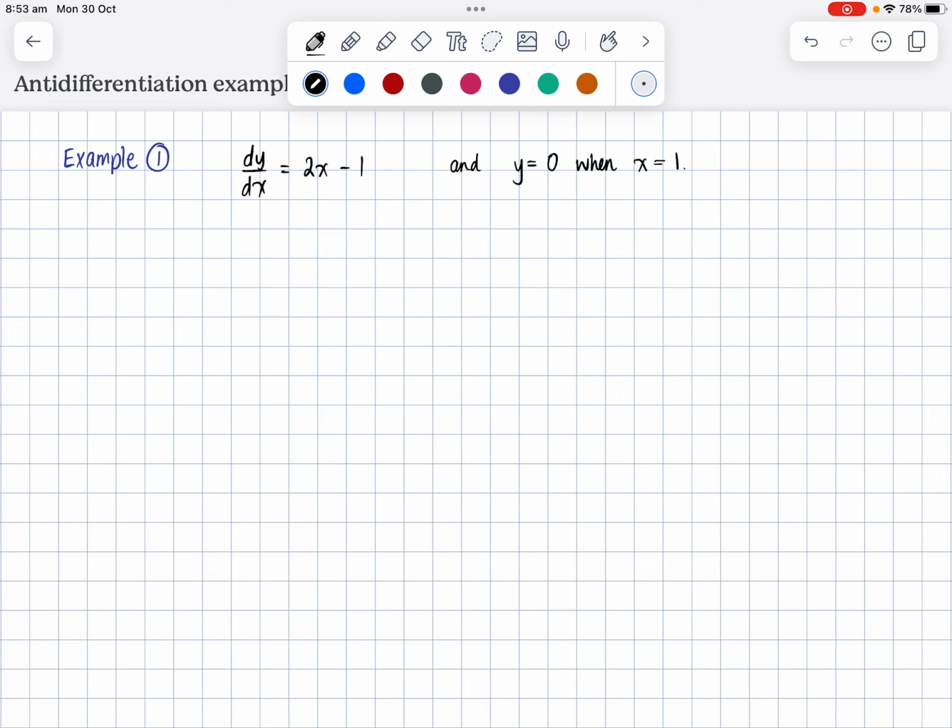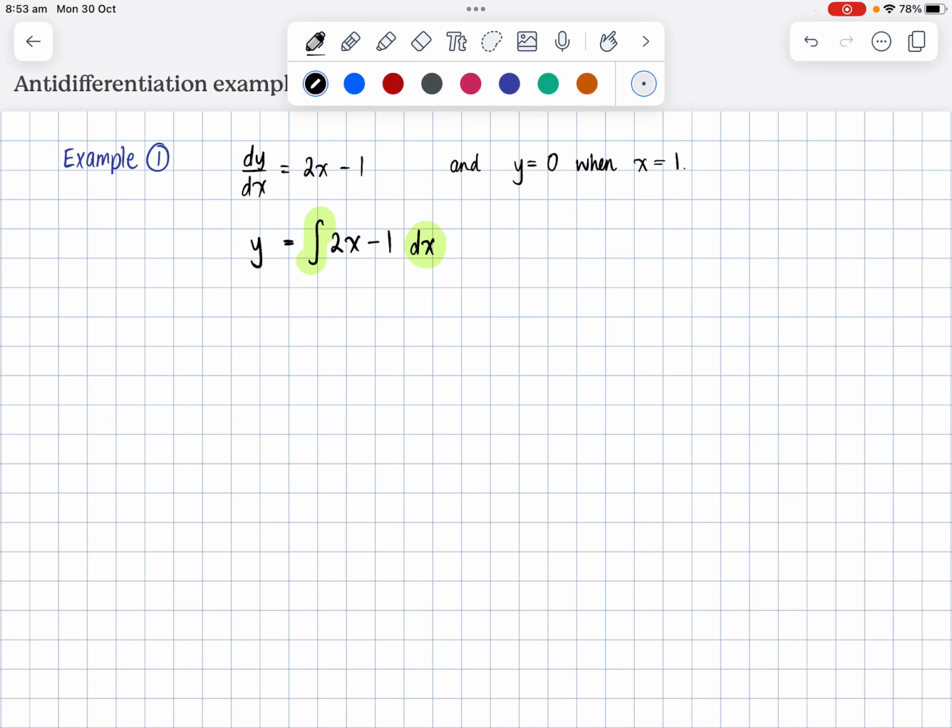The first step in these problems is we're just going to simply anti-differentiate. So if we want to find out what the original value y was, we need to find the antiderivative of 2x minus 1 with respect to x. This notation that we're seeing here is my symbol to say anti-differentiate. It's just a stylized S, and it tells me that I'm anti-differentiating with respect to x.